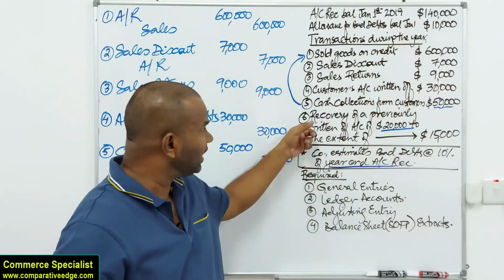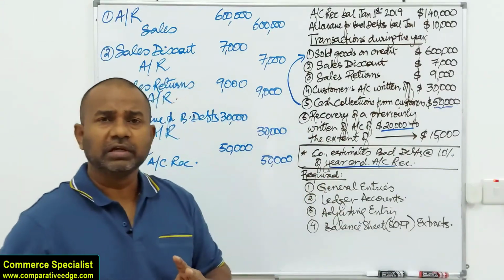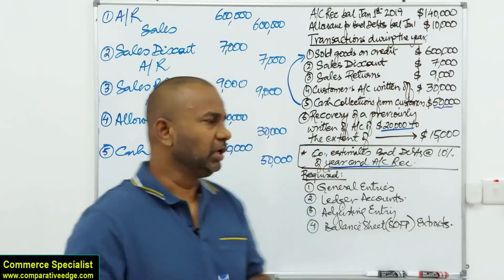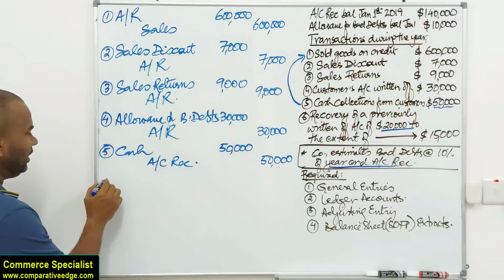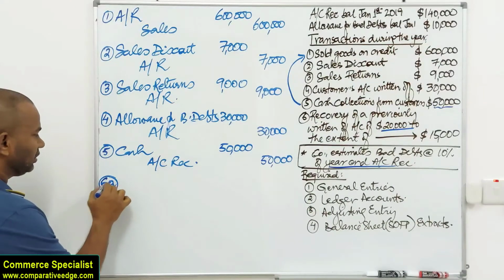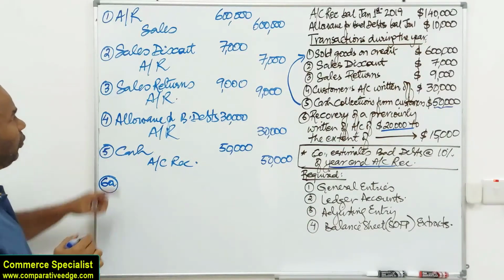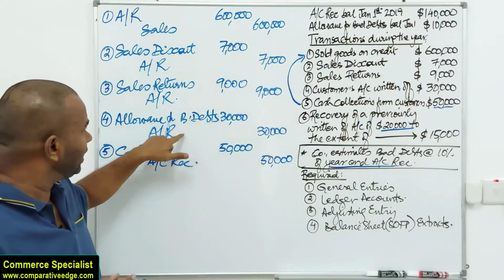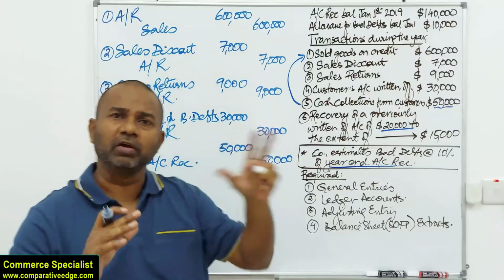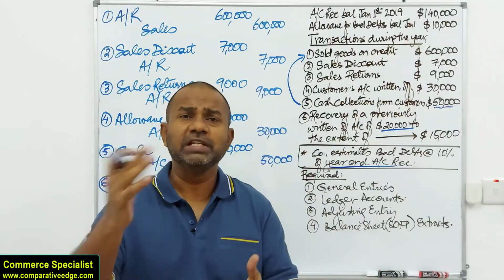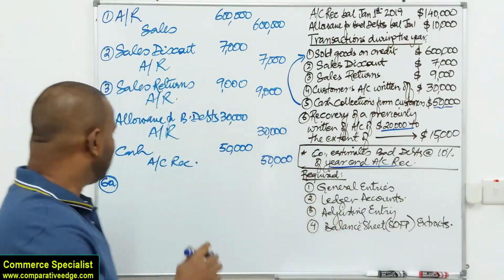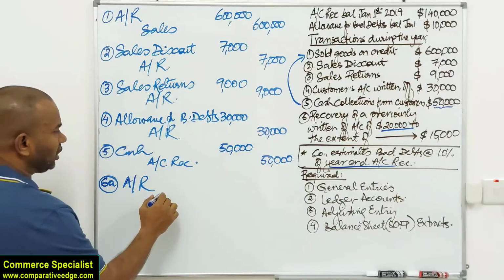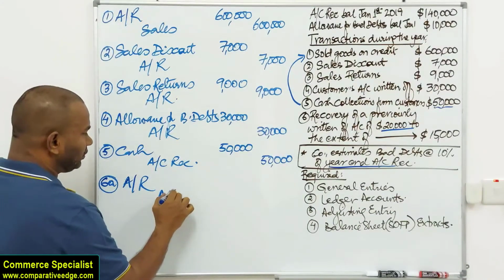So for entry number 6, there will be 2 entries. First for reinstatement, second for cash collection. So I am writing it as 6A. Look, when you write off the account, if you look at number 4, it's allowance for bad debts debit, account receivable credit. This is how you write off. When you reinstate, that's just the opposite. So I'm going to debit account receivable here and credit allowance for bad debts.